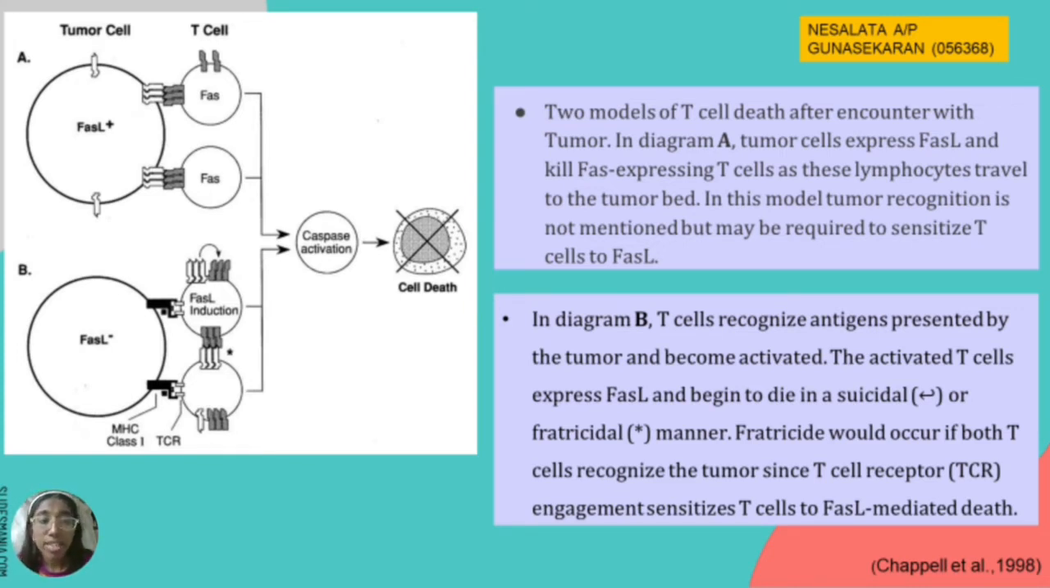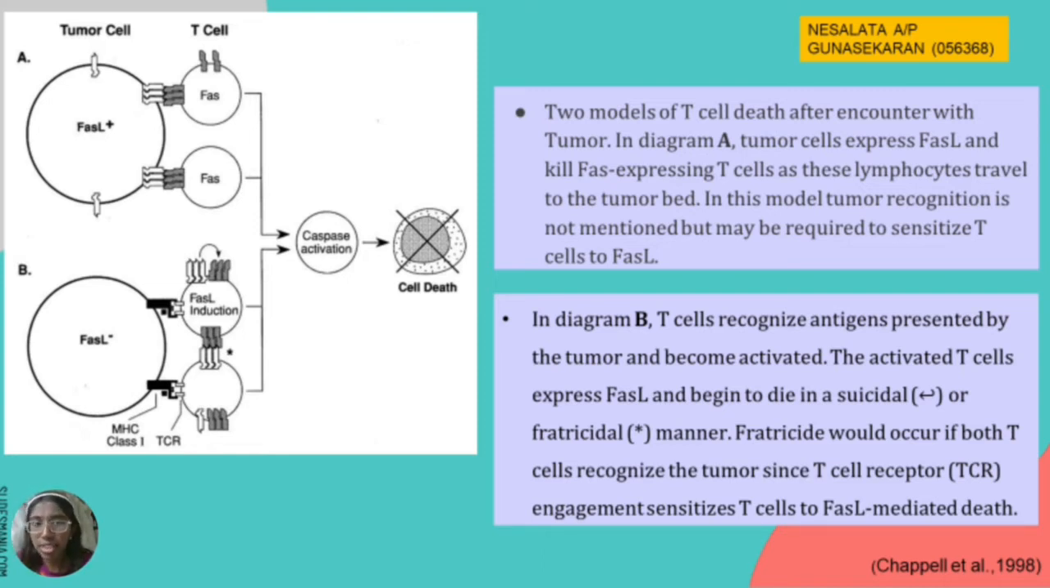Okay, and in diagram B, we can see that the tumor cell that does not express the FAS ligand is labeled as FAS-L negative. So in this case, the tumor antigen on this tumor cell is presented by the major histocompatibility complex class 1 protein, known as MHC class 1 for short. And this MHC class 1 protein that presents the tumor antigen in diagram B binds to the T cell receptor and causes the formation of the complex.